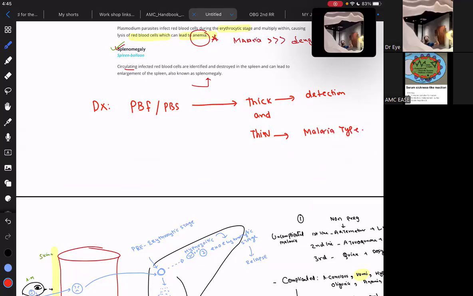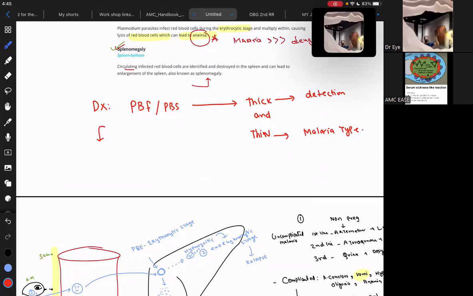Okay, done. Other tests are like you can go for the PCR also. That's what you can do. You can go for the ICT, that is immune chromatography card test, right?